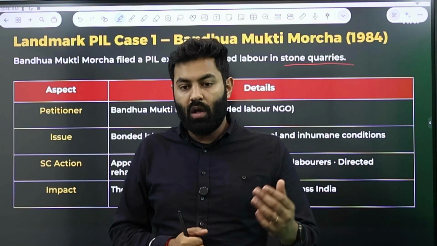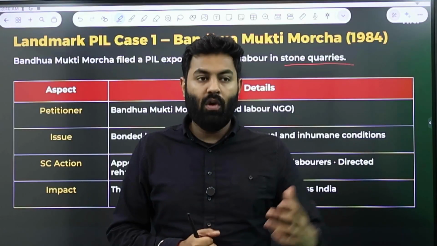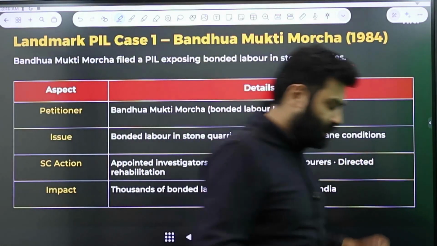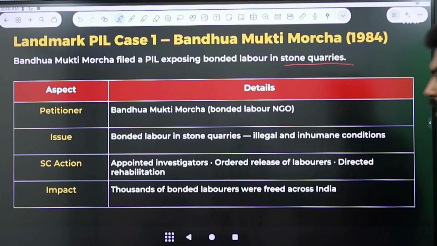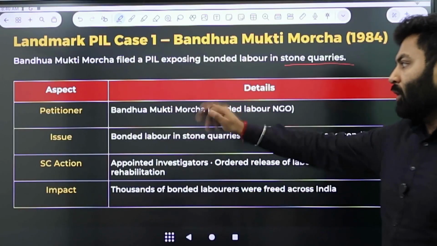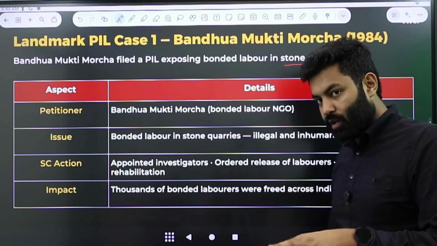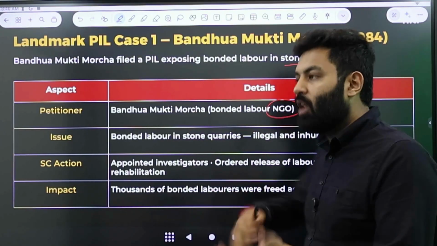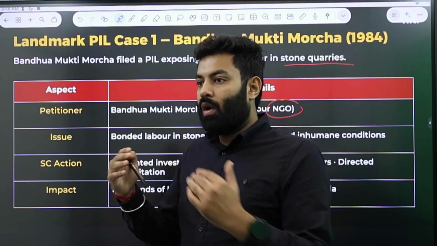They were not allowed to raise their voice. They were not allowed to ask for rights. So this PIL was filed for them. The petitioner was Bandhua Mukti Morcha. So as you see, an NGO is appealing for those people, not the laborers.